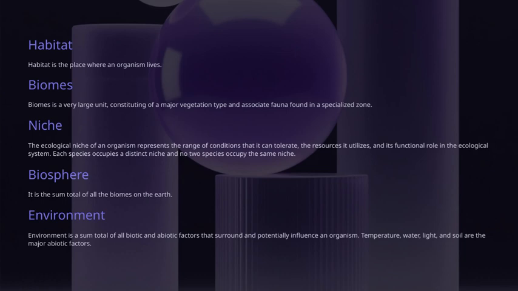Moving a bit broader, the environment also encompasses the sum of all the biomes on Earth. Biomes are large regions characterized by their vegetation and the specific fauna adapted to those conditions. Now, within this environment, each organism has what we call an ecological niche. This is a pretty important concept because it describes the range of conditions an organism can tolerate, the resources it uses, and its role within the ecosystem.